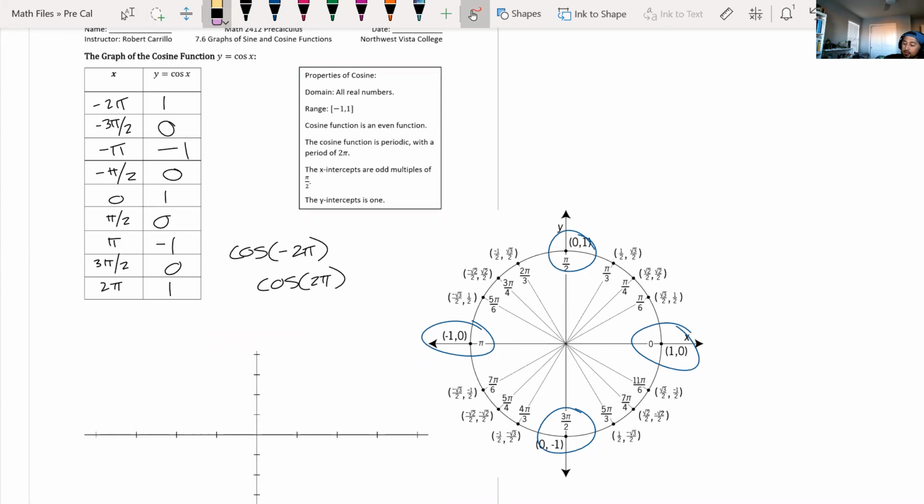The reason we pick the same coordinates as sine is because 1 and -1 are easy to graph. We don't want to graph the square root of 3 over 2. We don't want to graph the square root of 2 over 2. And we definitely don't want to graph 1/2. So that's why we pick these radian values.